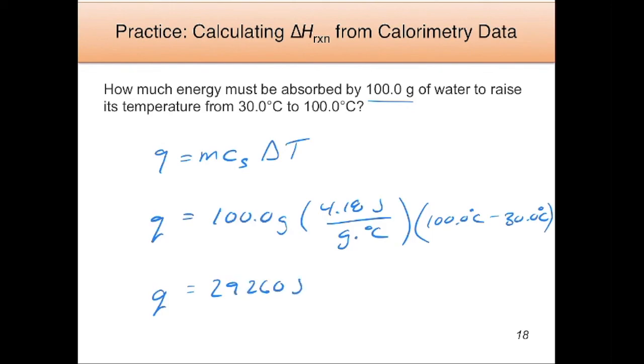Solving for Q, we end up with 29,260 joules, or if we convert that to kilojoules, 29.3 kilojoules. So that's how much energy is required to heat 100 grams of water from 30 degrees Celsius to 100 degrees Celsius.